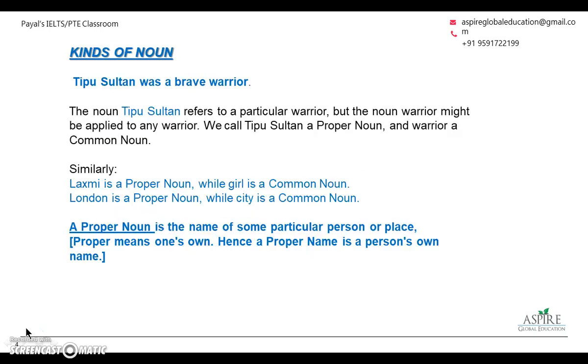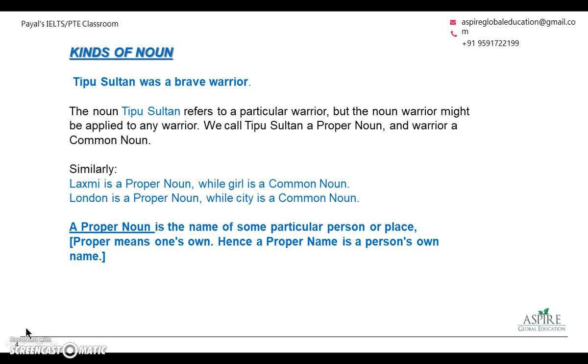Let's try to understand the different kinds of noun. Let's start with a simple example. Tipu Sultan was a brave warrior. Tipu Sultan is the name of a person. It refers to a particular warrior. It's unique in nature, whereas the word warrior could be applied to any warrior.